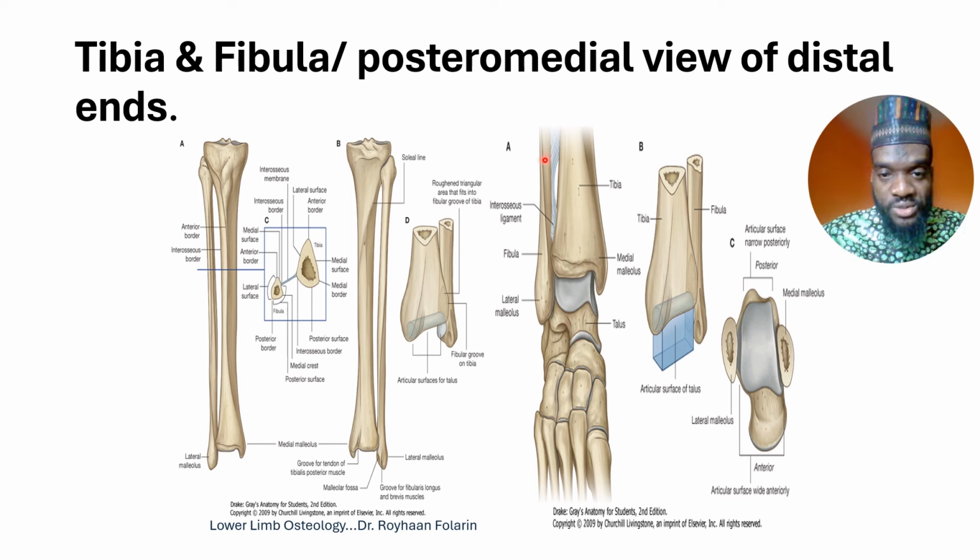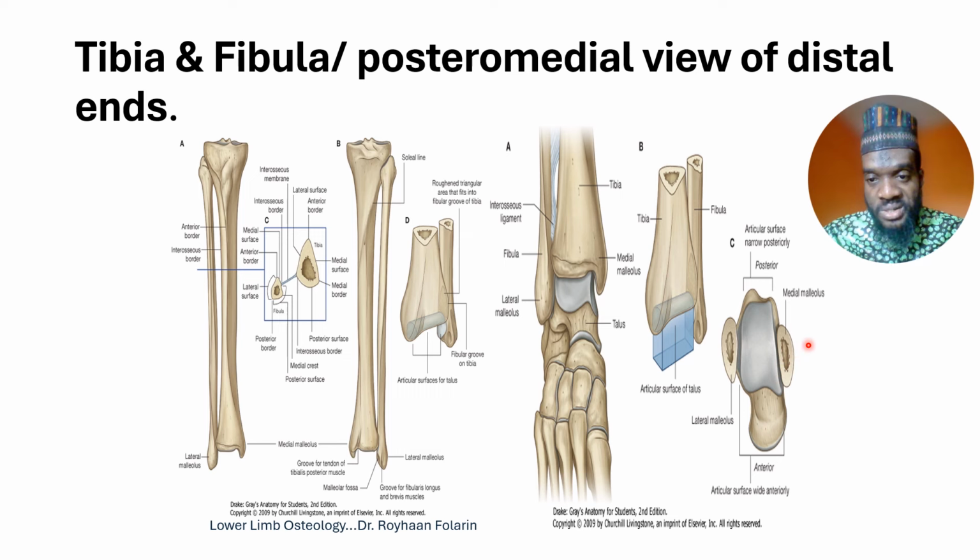So here is the interosseous membrane we talked about. Here is still the tibia. Here is the medial malleolus. Here is the lateral malleolus. Here is the talar bone, the talus. Okay, this is the talus bone. We'll come to that when we discuss the tarsal region. So here again is the articular surface of the talus. Let's assume this is representing the talus here.